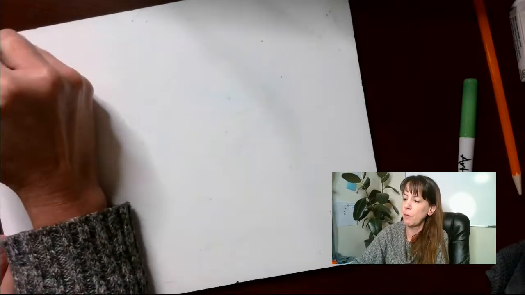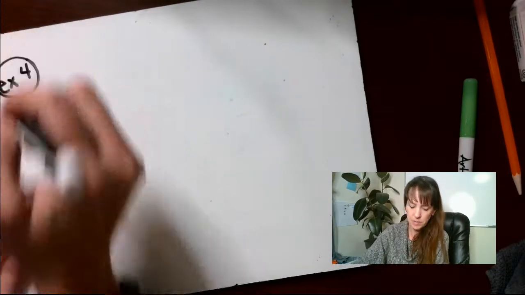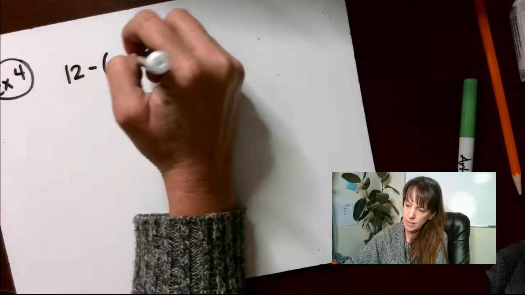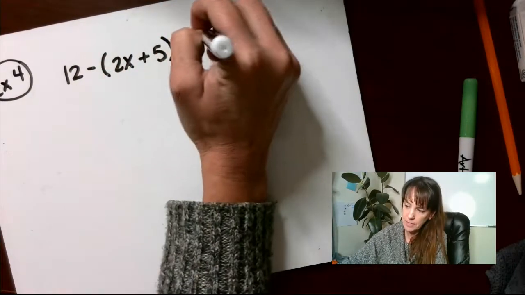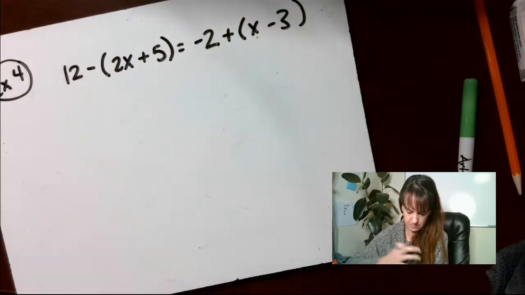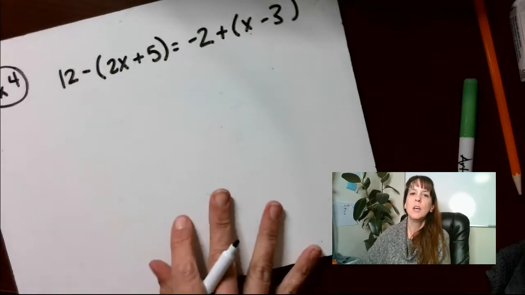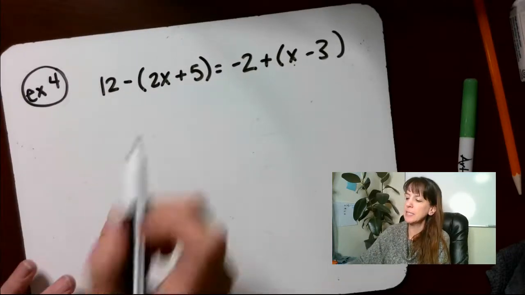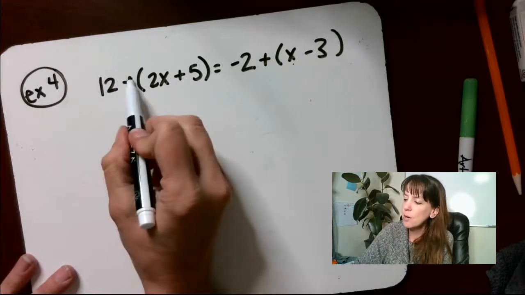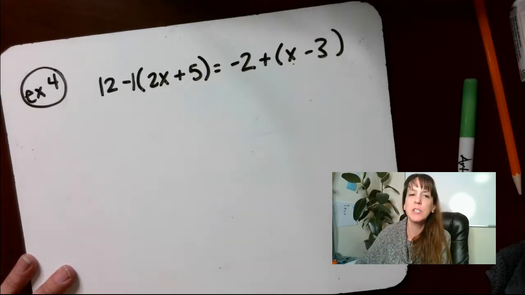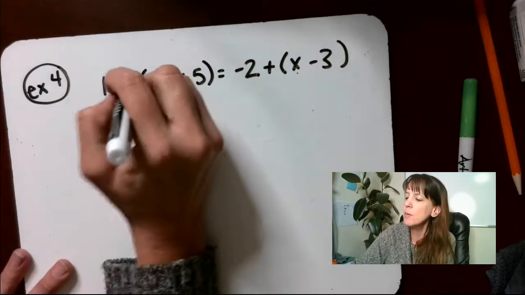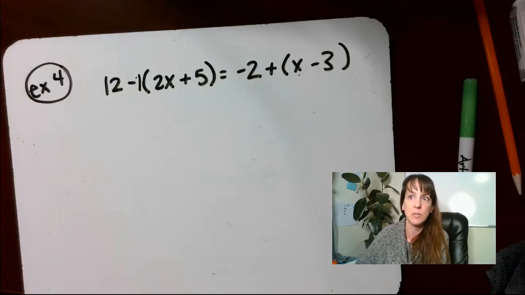Let's look at example number 4. 12 minus quantity 2x plus 5 equals negative 2 plus x minus 3. Okay, so guys, this one's a tricky one because remember what I said about mathematicians being lazy? Definitely lazy. There's actually a 1 in front here, but we don't write it unless we absolutely have to write things down. So you don't usually see it. I'm going to go ahead and put it there for now so you can just see as we distribute.